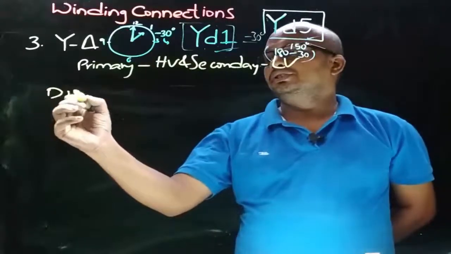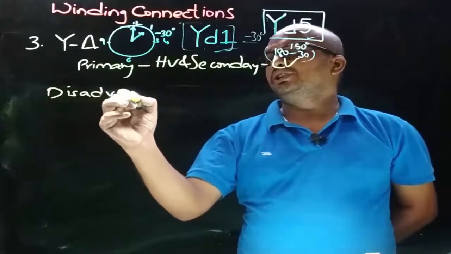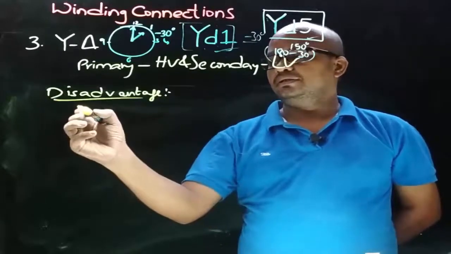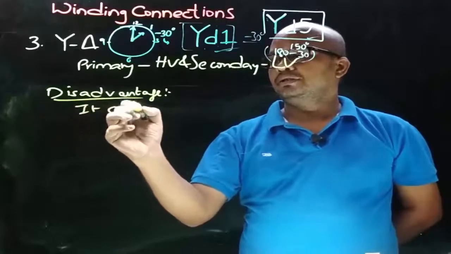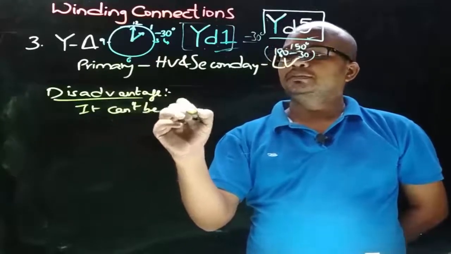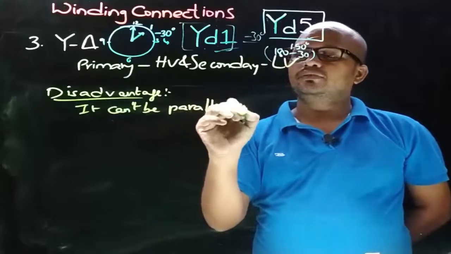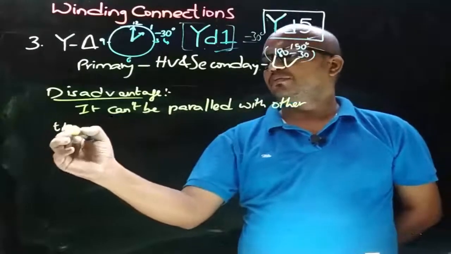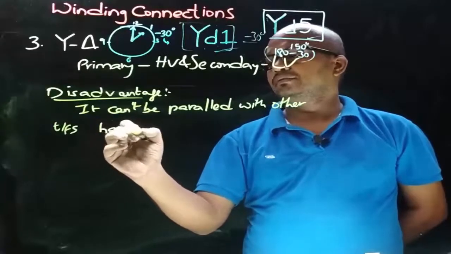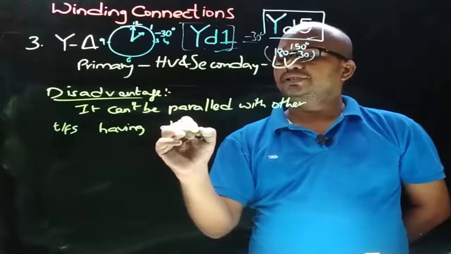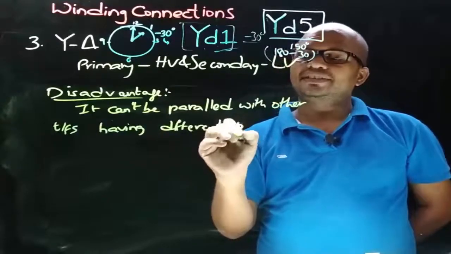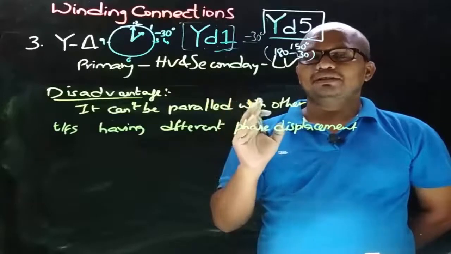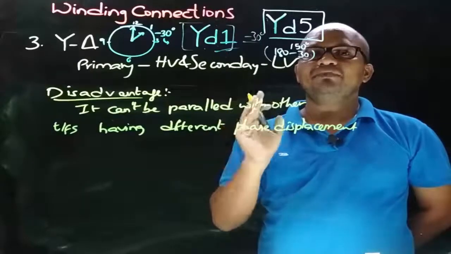And now the disadvantage of this connection is that it can't be paralleled with other transformers having different phase displacement, which means that to operate transformers in parallel, all the transformers must have the same phase displacement.